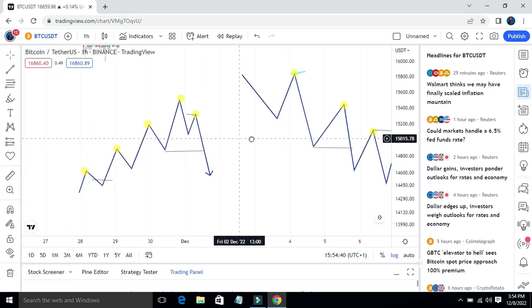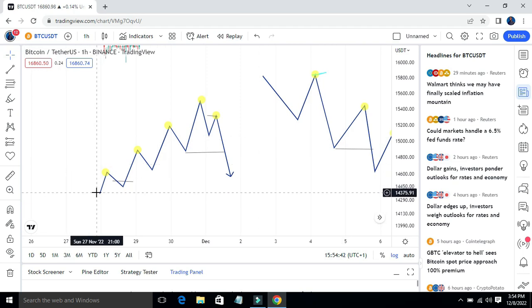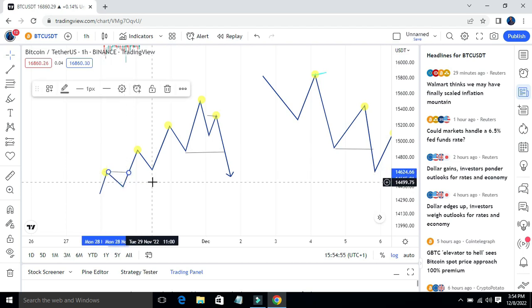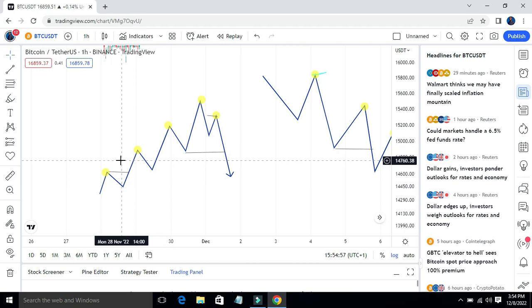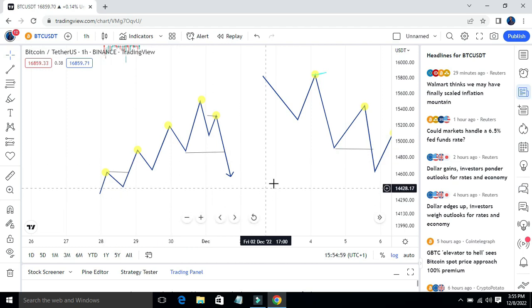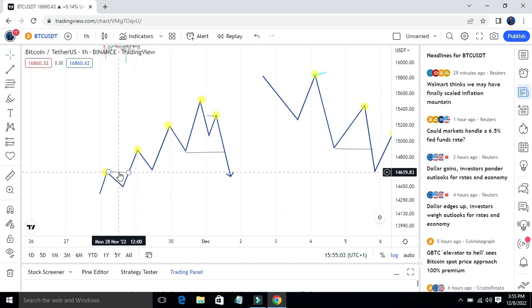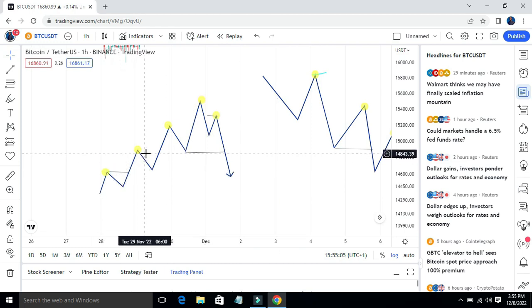Okay, so whenever a structure is made like this, and the structure is broken, we call it a break of structure. So we are going to learn how this break of structure plays out when we are learning supply and demand. Okay, so here we call it a break of structure. So here too is another break of structure.